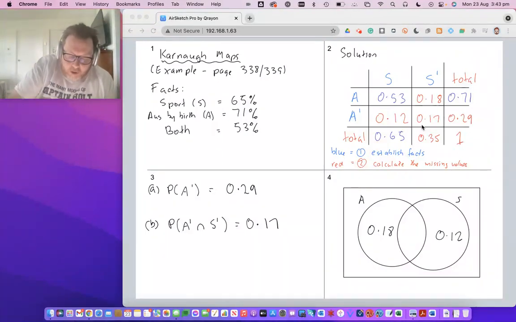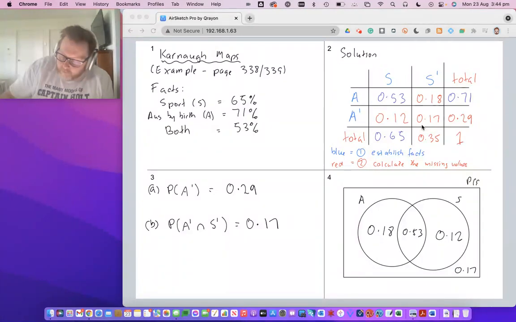This one here, as we know, is the intersection. So that would be people who were born in Australia and also play sport. So that would be 0.53. And then the last thing we need to figure out is this bit here. It doesn't belong here, here, or here. And you can see 1, 2, 3 here. It's this set here that's missing. So I'll put my 0.17 here. And if I add them up, I will get 1 as my total.